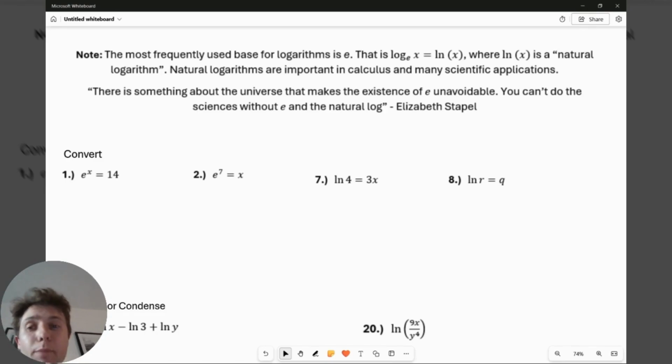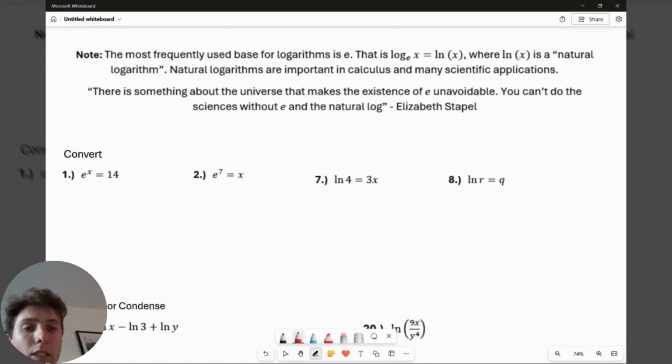Here's what it says at the top. The most frequently used base for logarithms is e. That is, log base e of x equals ln of x. Please note this is an L, not an I. A lot of people get that confused for some reason.